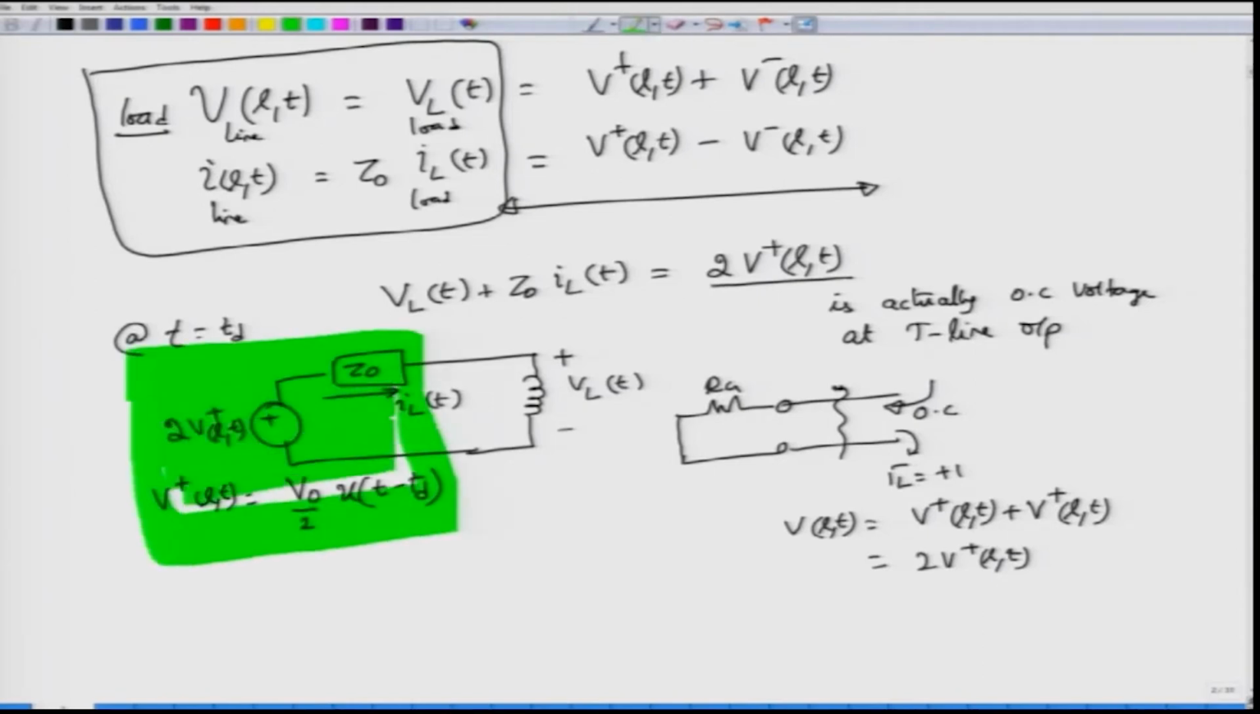So essentially this portion of the circuit that we have written here in this green color, in that box, is actually the Thevenin equivalent of an open circuited transmission line with Rg equal to Z0. Okay. So this is the open circuited equivalent circuit, and from there we are simply attaching the load and then proceeding now to find out the load voltage and the line current.